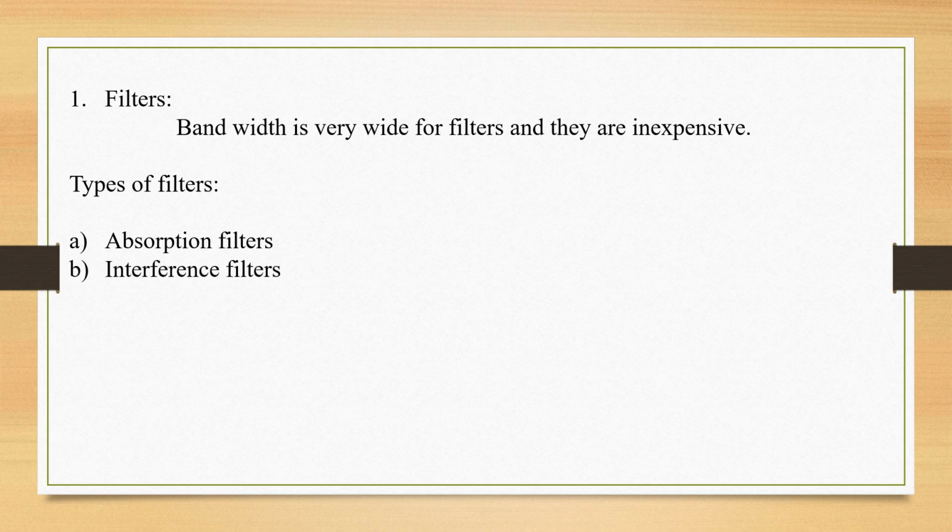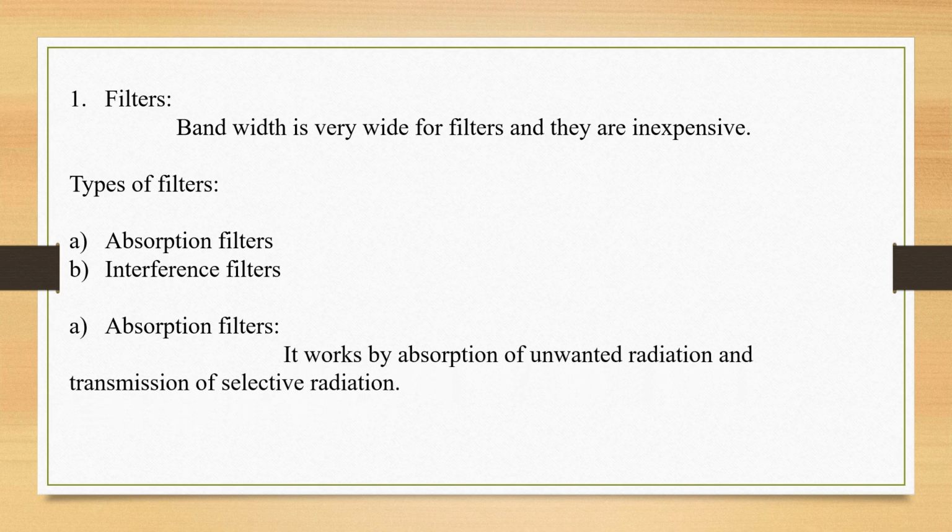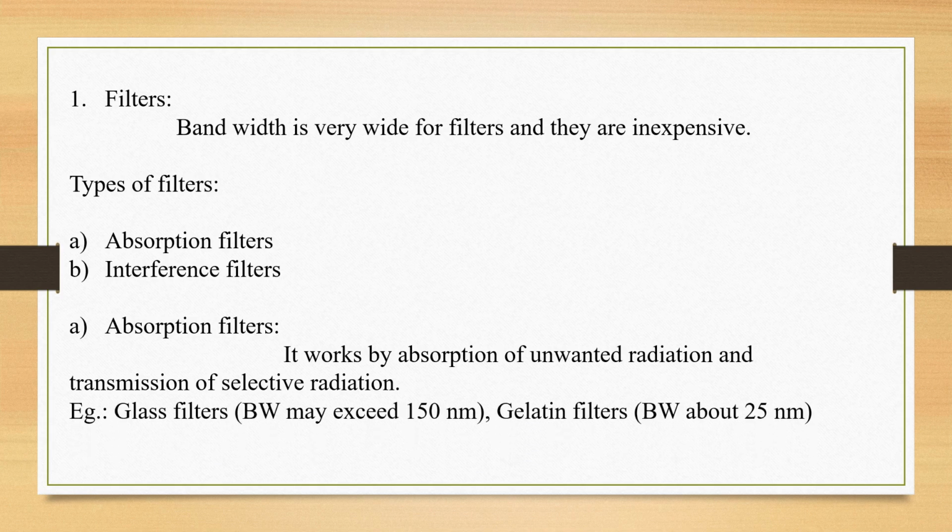First one, absorption filters. They work by absorption of unwanted radiation and transmission of selective radiation. Examples for absorption filters are glass filters and gelatin filters. Glass filters bandwidth may exceed 150 nanometers. Gelatin filters bandwidth will be about 25 nanometers.